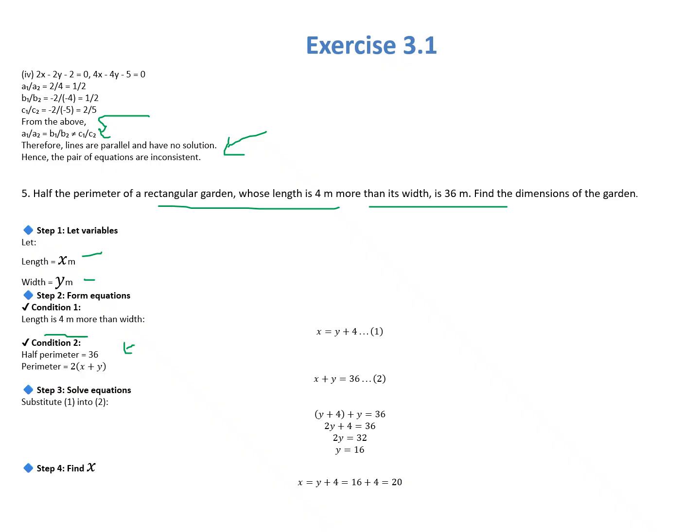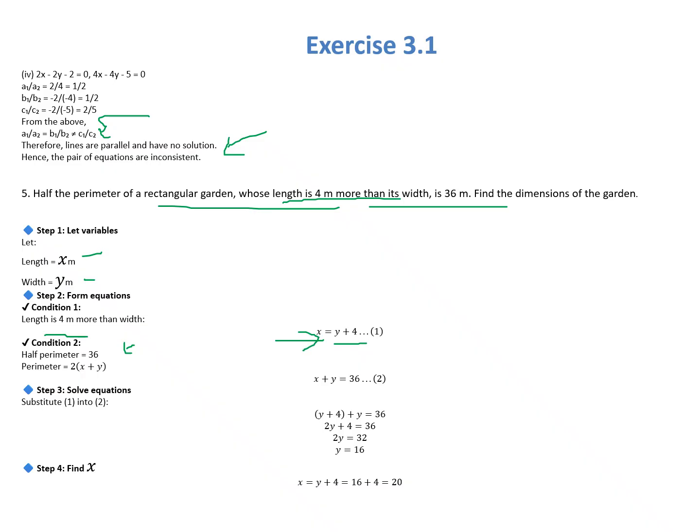We are given that the length is 4 meters more than the width. So which means that if we add 4 meters to the width, we'll get the length. So this is the first equation that we have found. We have added 4 to the width, which is equal to my length.